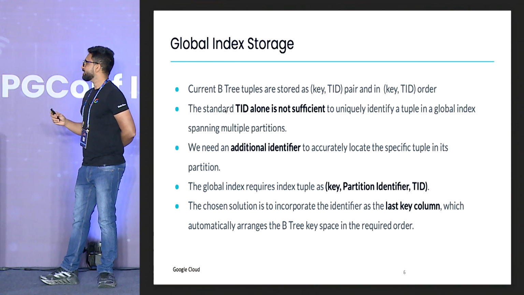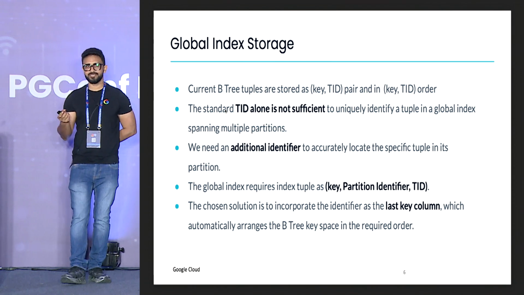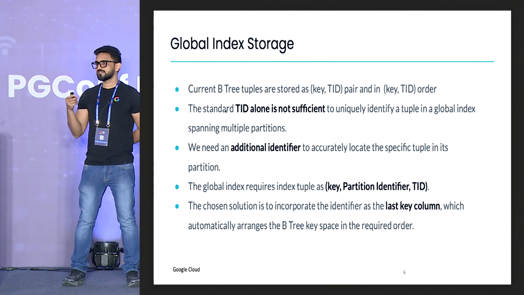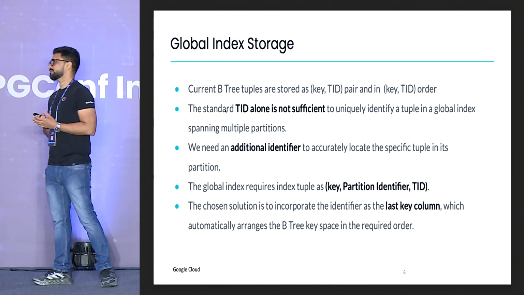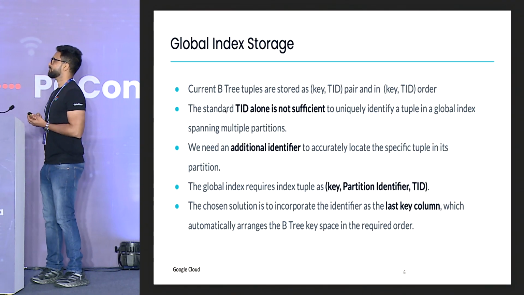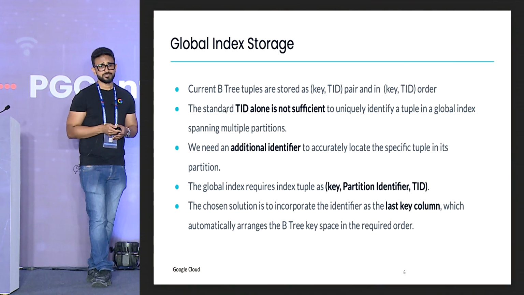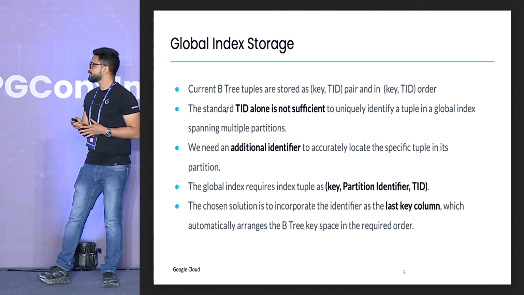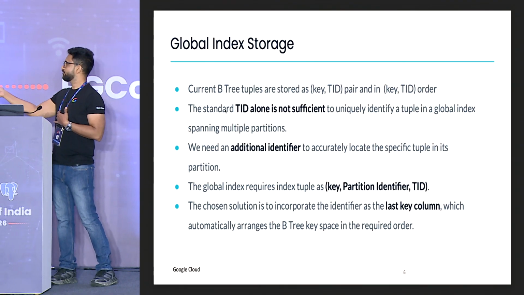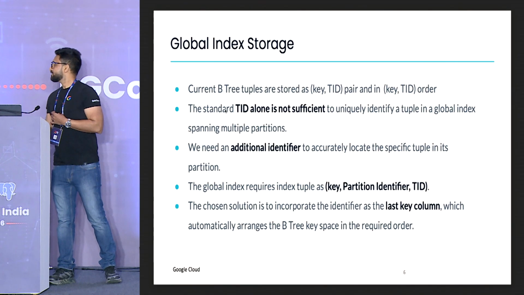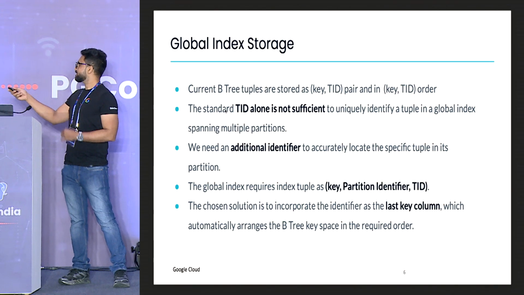But if you talk about the global index, TID alone is not sufficient, right? Because TID is block and line pointer, but in a global index you have multiple partitions. You need something extra beyond the TID, because the TID can be duplicated across the relations. So we agree that we need an additional identifier to accurately locate the tuple within a partition. And in an upcoming slide, we'll discuss what that identifier can be.